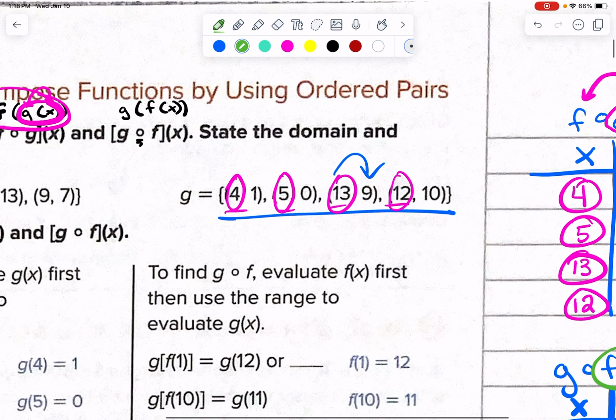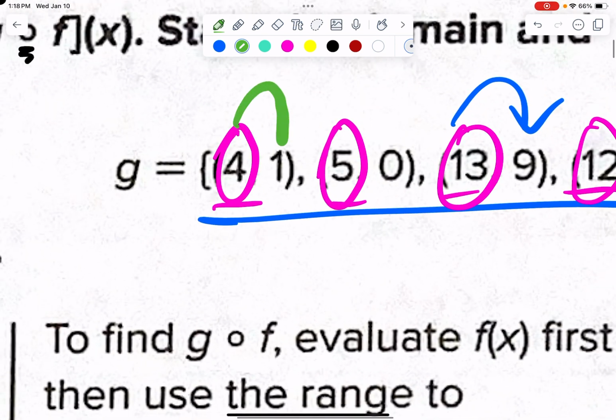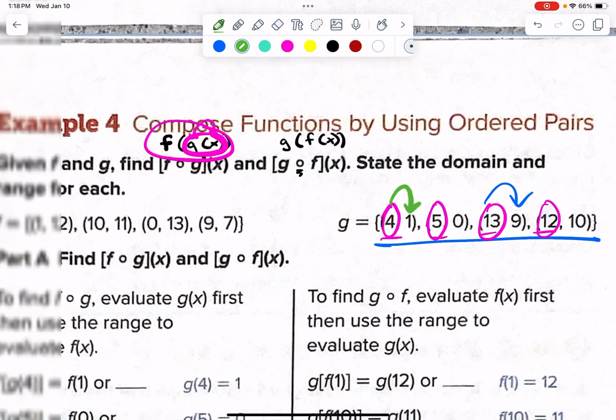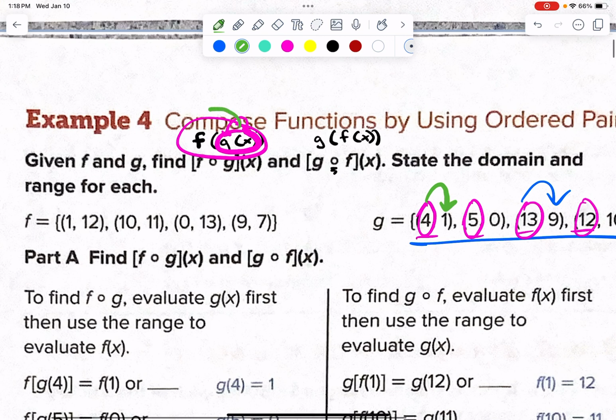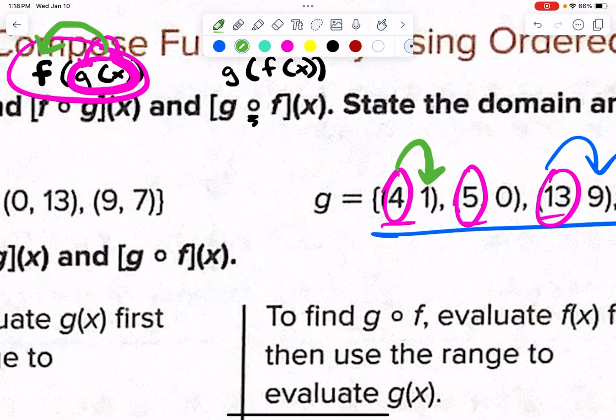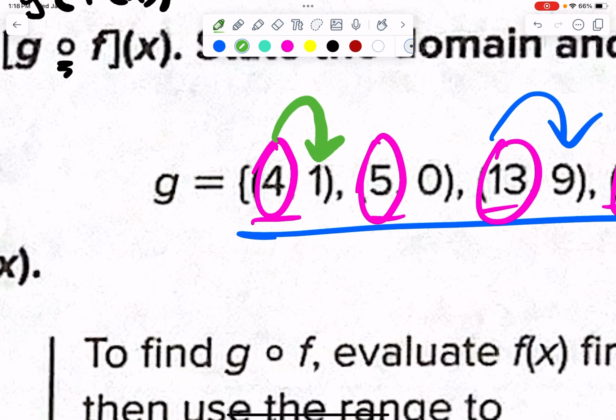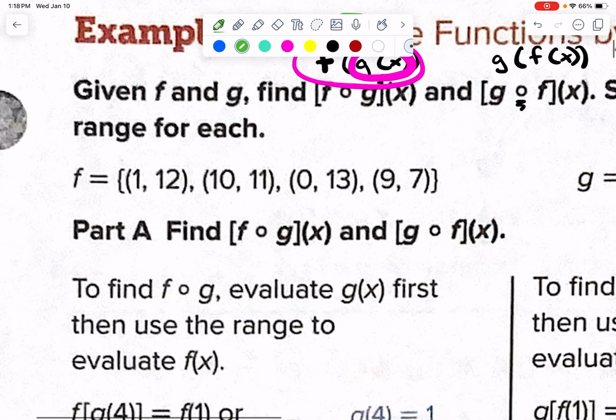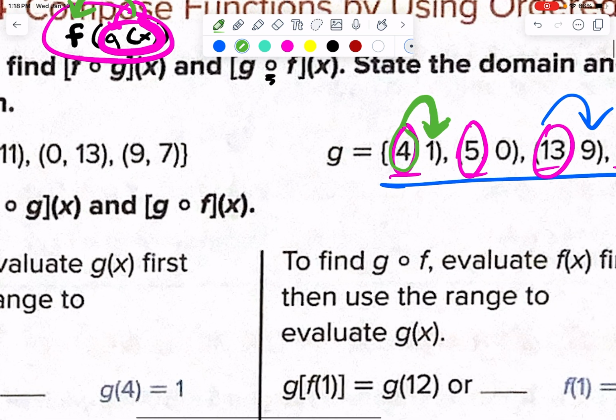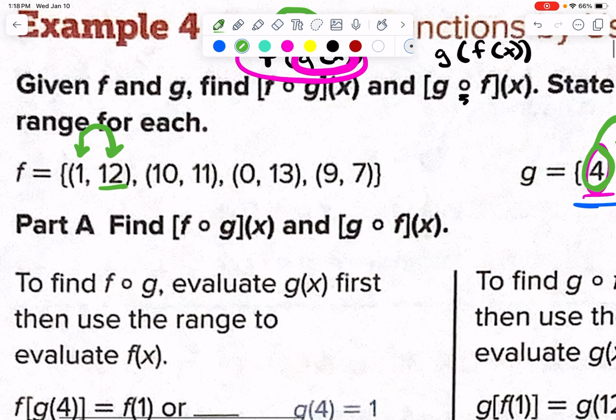Then if I take 4 and I plug it into g, I get 1. But I don't want to just stop there, because I want to take that 1 and plug it into f. It's kind of like applying the sale and then applying the coupon afterward. If I have something that's $4, after the sale it becomes $1. But then I still have a coupon to use. $1 is going to then turn into $12. This doesn't really make sense money-wise, but $1 is going to transform into $12. So what was originally 4 became 1, and then 1 became 12.